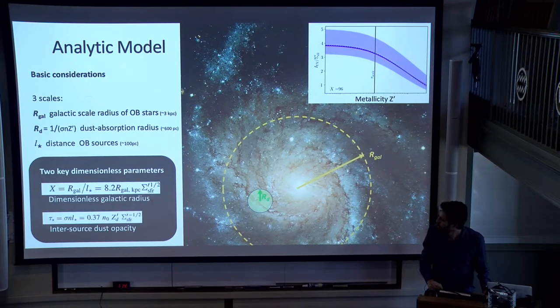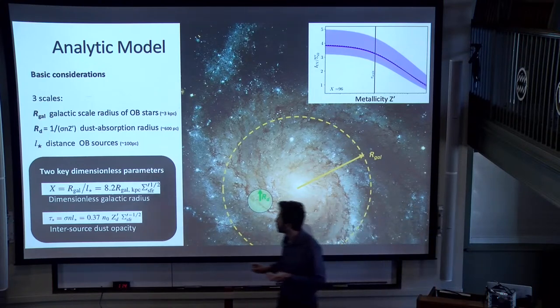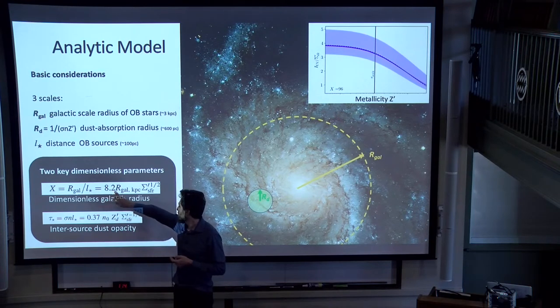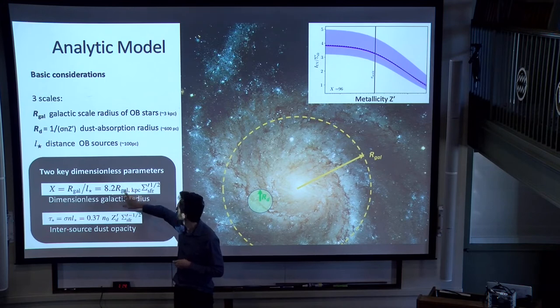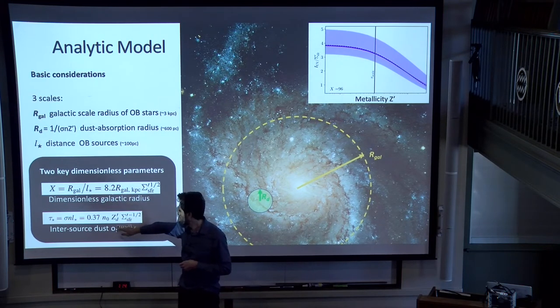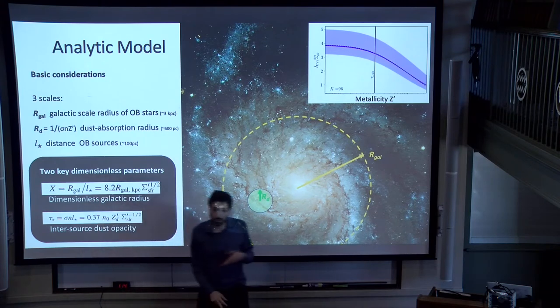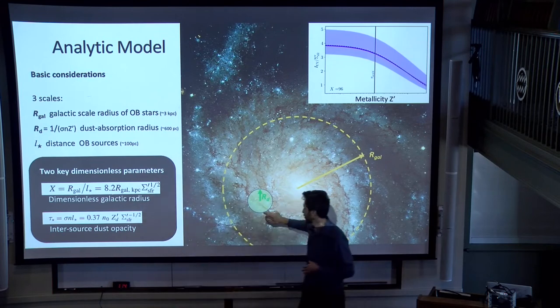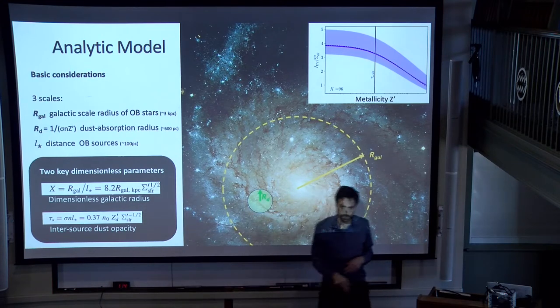Just before I jump into the result, in terms of numbers, for our galaxy, X is about, with R_gal at 3 kiloparsecs, as I said, so this would be of order 40 or so. And tau star is about 0.4 for our galaxy. So for our galaxy, we're definitely in this regime where you just see the stars in our neighborhood.